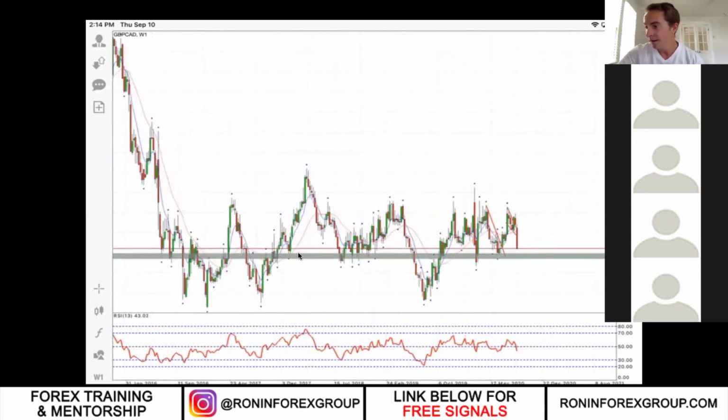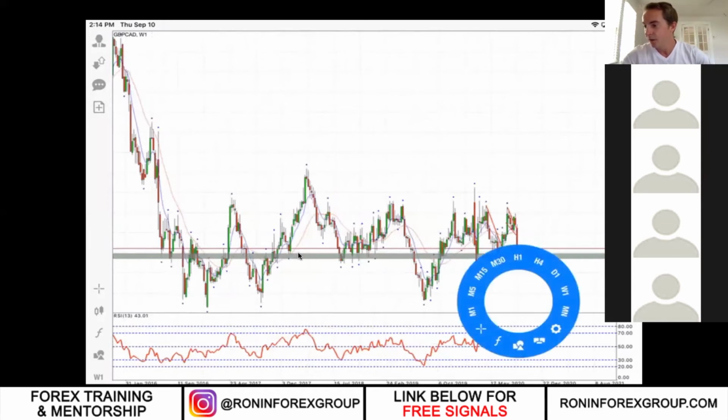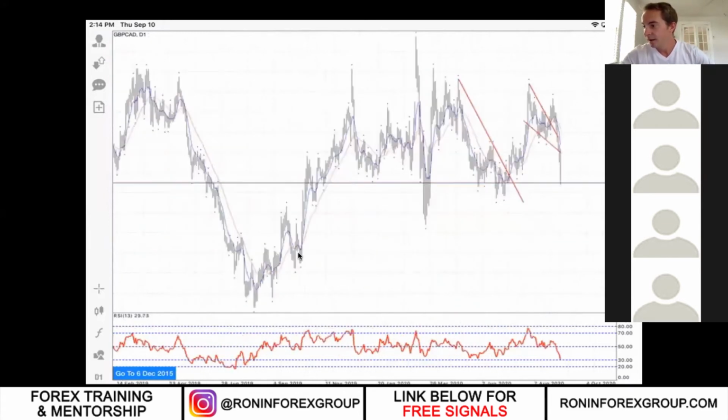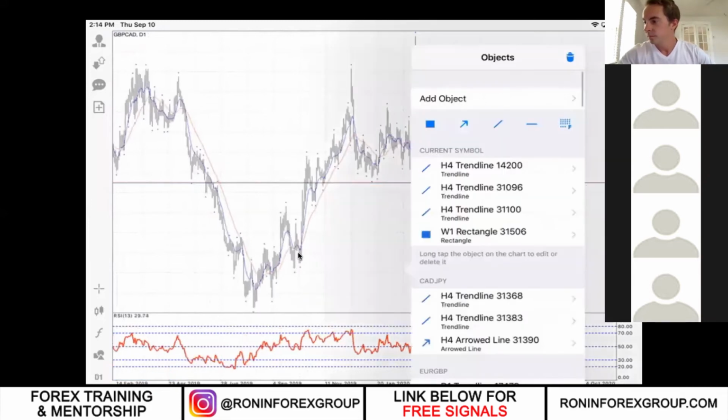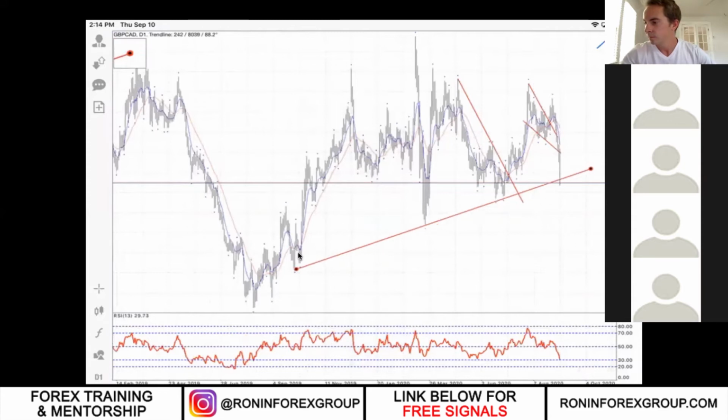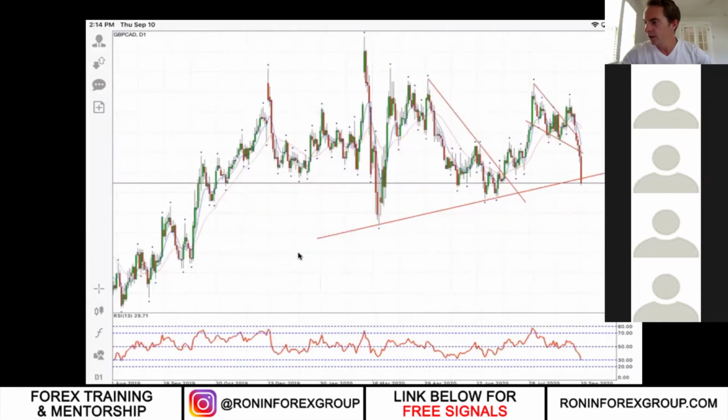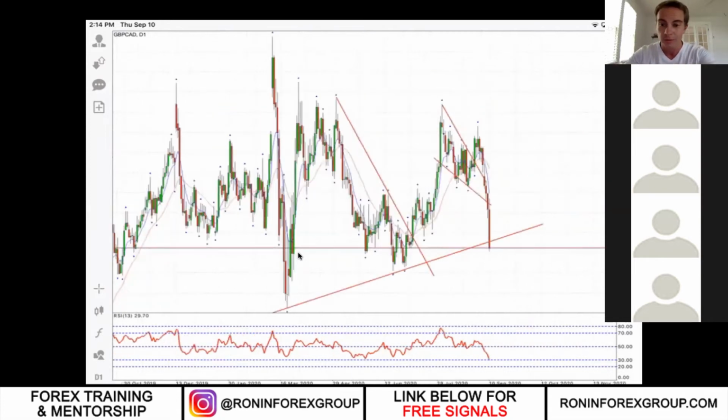So, from here, it looks like we could potentially move a little bit lower before we hit. We're breaking down here on our daily chart. So the big thing to watch here on pound CAD is whether or not this level holds.